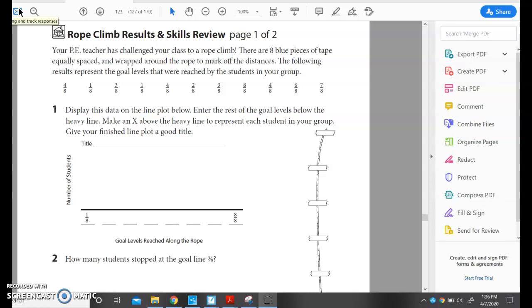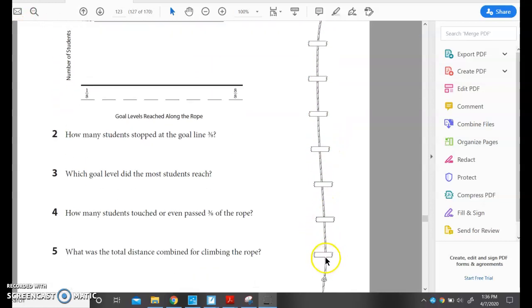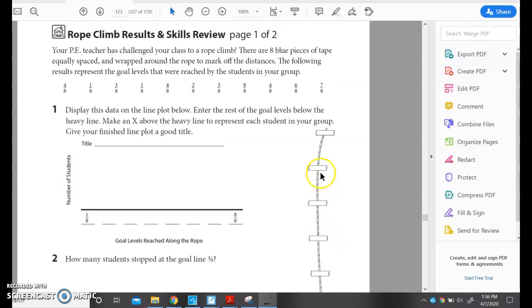All right, rope climb results and skills review page 1 of 2. Here's your scenario. Your PE teacher has challenged your class to climb a rope. There are 8 blue pieces of tape equally spaced. Here are the 8 blue pieces of tape. Here's where you would have them. There are 8 blue pieces of tape equally spaced and wrapped around the rope to mark off the distances. The following results represent the goal levels that were reached by students in your group. So here are where all of your students placed.